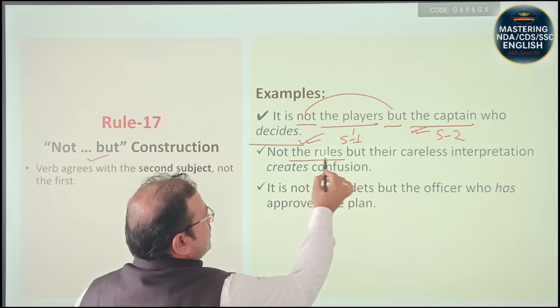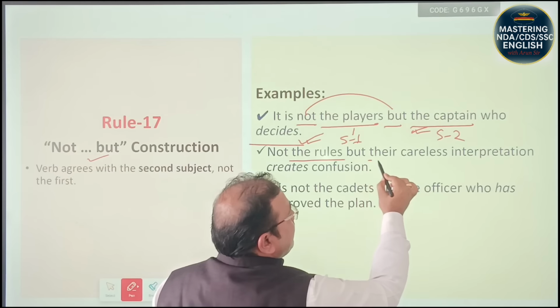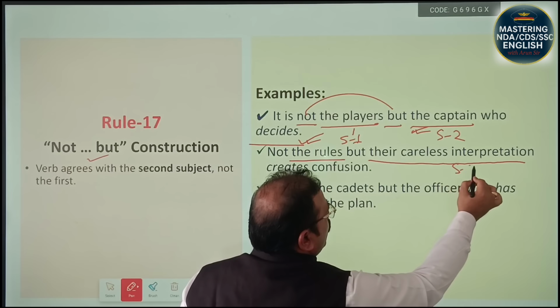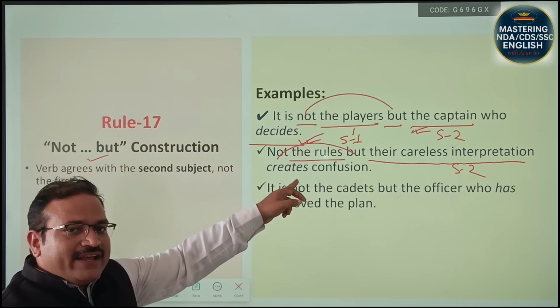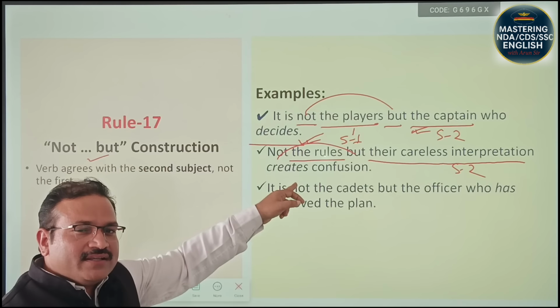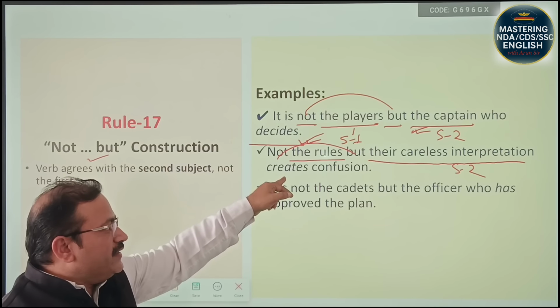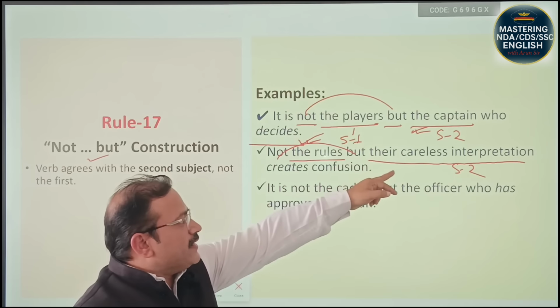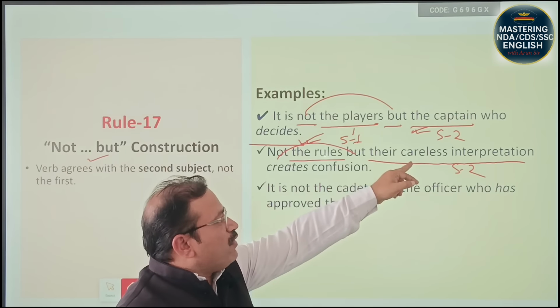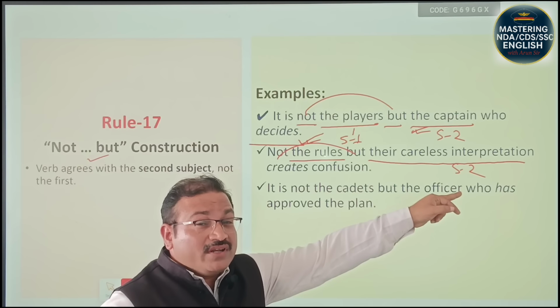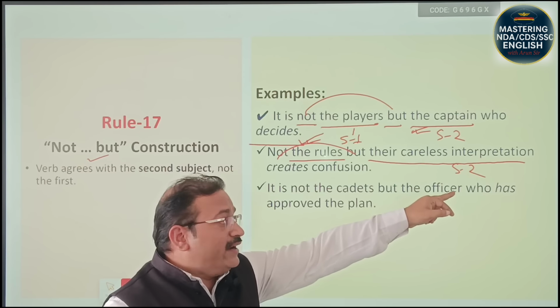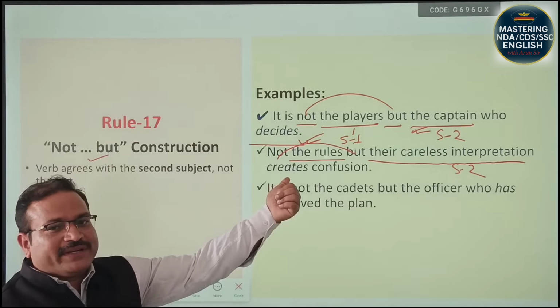Not the rules, subject 1, but their careless interpretation, subject 2, joined by not but. So whether here it will be creates or create, singular or plural, this will depend on subject 2. Subject 2 is what? Their careless interpretation. Interpretation cannot be counted, uncountable. That is why it is singular and will take singular verb, creates.